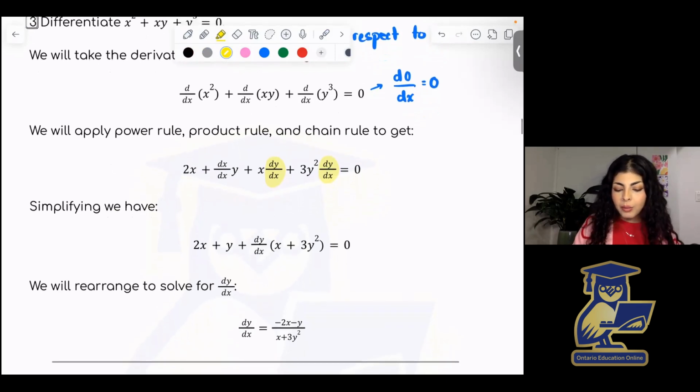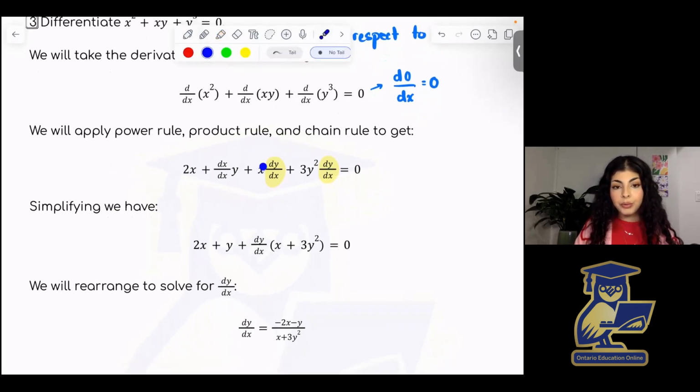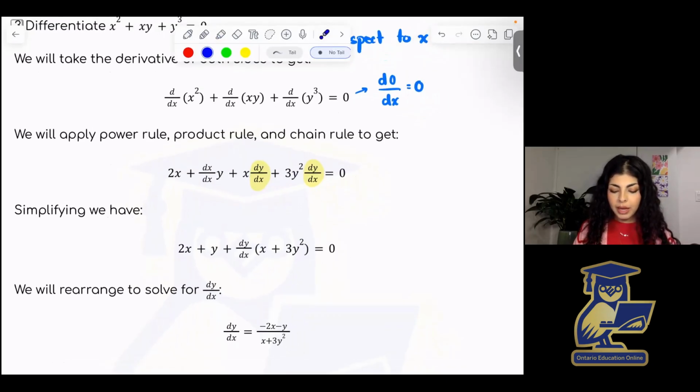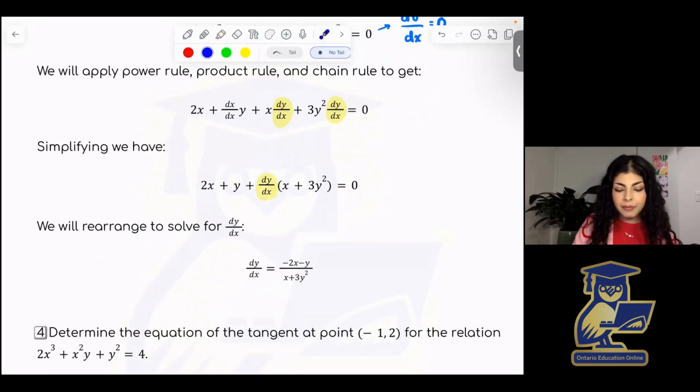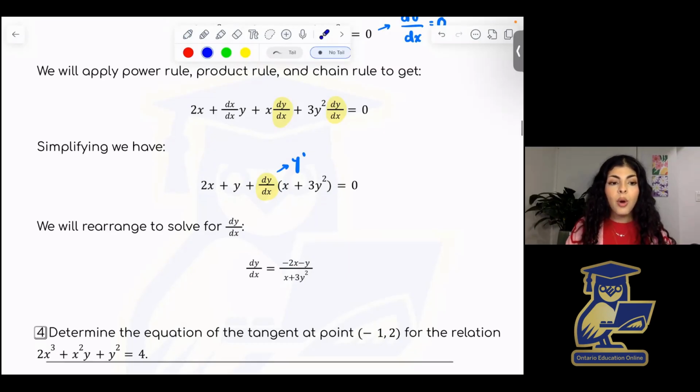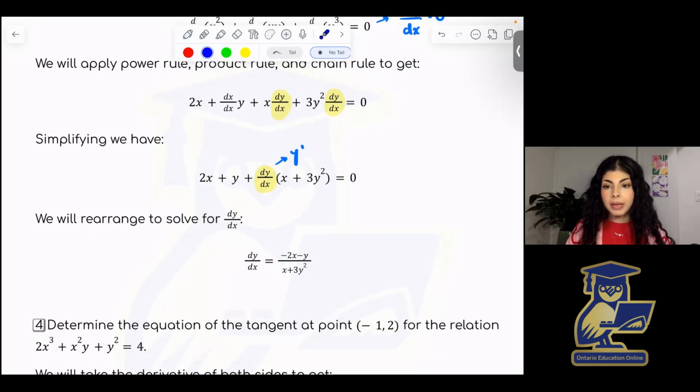So now I will factor out dy by dx, and I'll be left with x plus 3y squared, which is what we see right here. And now I am solving for this term, which is our derivative. So again, this is y prime. And so these two, I can just move over to the left-hand side, and I'll get negative 2x negative y. And then I'm dividing by this bracket here, so x plus 3y squared. And so I have found what my derivative dy by dx will be.